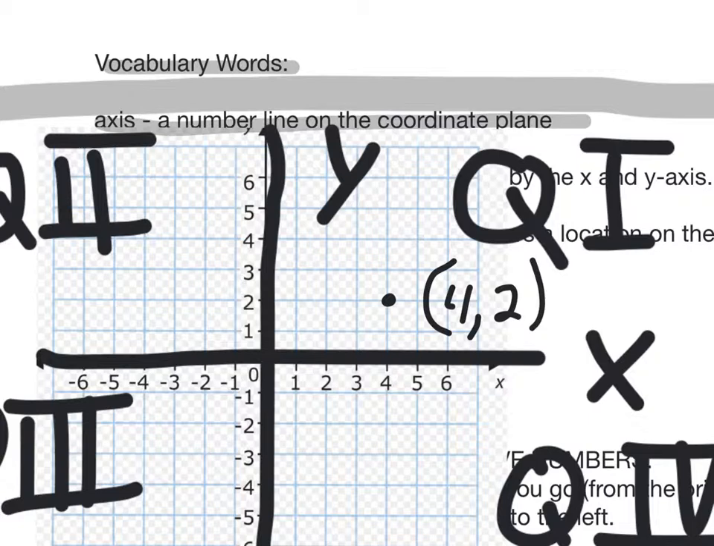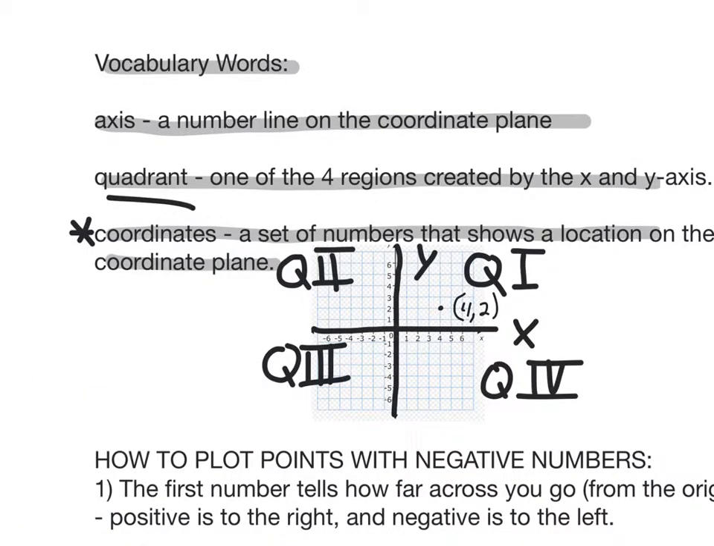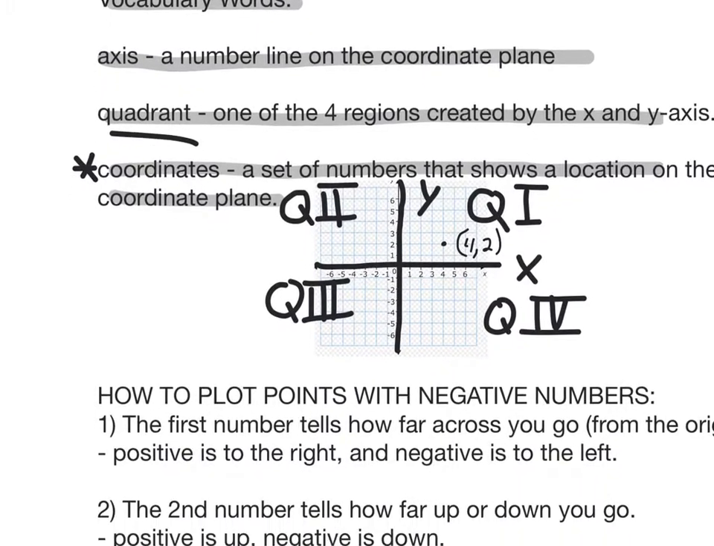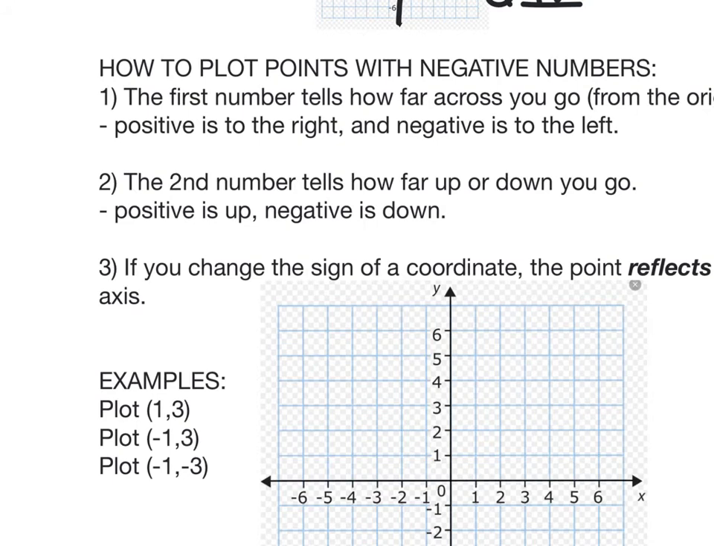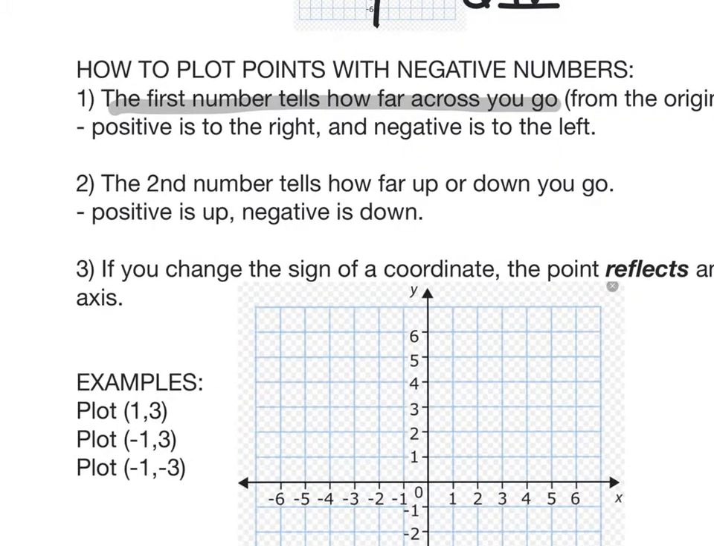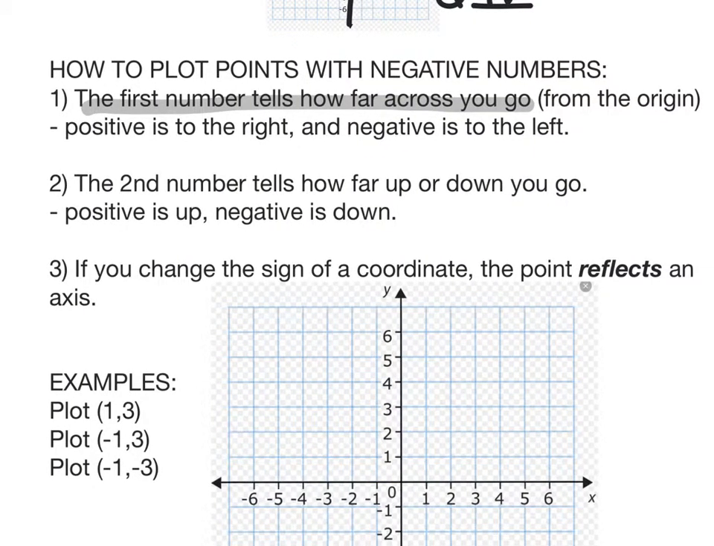Alright. So now let's talk about how to plot points with negative numbers. Step number 1. The first number tells you how far across you go from the origin. Positive is to the right and negative is to the left.